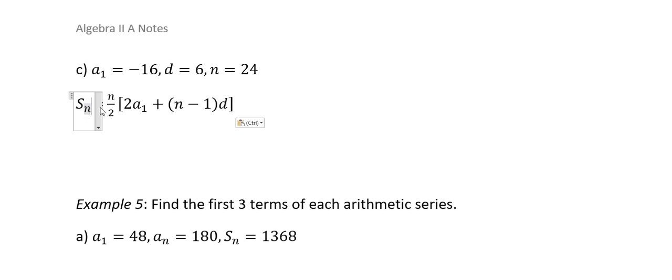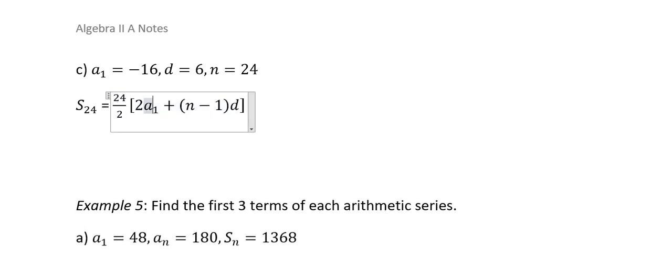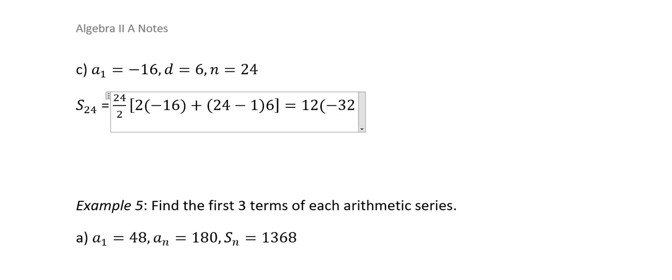Okay, so let's fill in what we know. We know that n is 24. We know A sub 1, that is negative 16. Be really careful not to lose those negative signs. This is 24, and d is 6. Okay, so all we have to do is finish out this math. So 24 over 2 is 12. That'll be 12 times 2 times negative 16 is negative 32, plus 24 minus 1 is 23 times 6. Let's just show it that way.